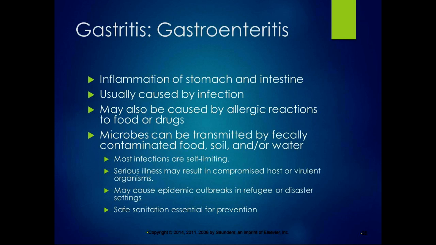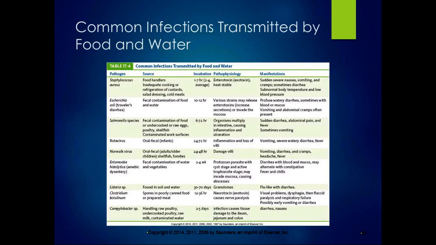If you have a compromised host, like a young person, a little kid whose immune system is not developed, or another person that has immunodeficiency for one reason or another, this type of microbe can cause epidemic outbreaks in refugee or disaster settings. That's why water treatment is so important. So safe sanitation, safe drinking water, and separation of the toilet facilities from food and water is essential for preventing these kind of outbreaks.